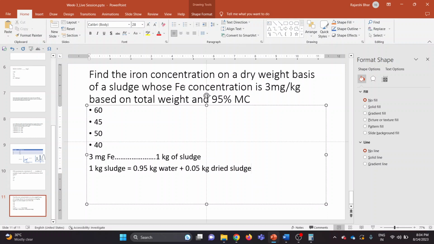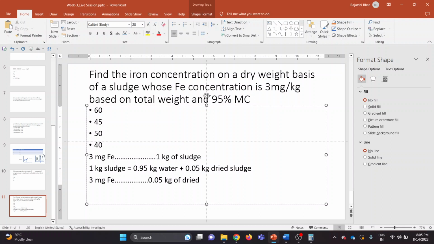And you have been asked to determine the concentration of iron on dry weight basis. Dry weight basis means remove the water and then calculate it. So from a dry weight basis, the 3 milligrams of iron will remain the same, but the amount of sludge it is in will differ. 1 kg of sludge has 0.95 kg of water and just 0.05 kg of dried sludge. So 1 kg of sludge will transform into just 0.05 kg of dried sludge.